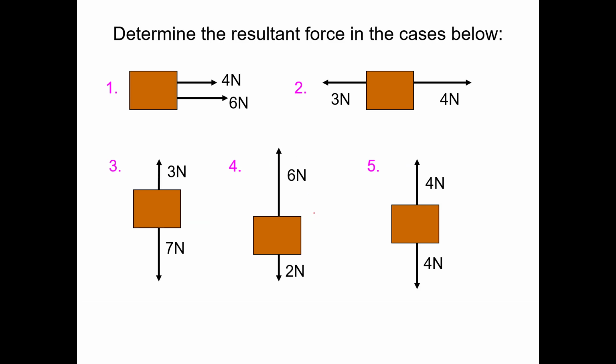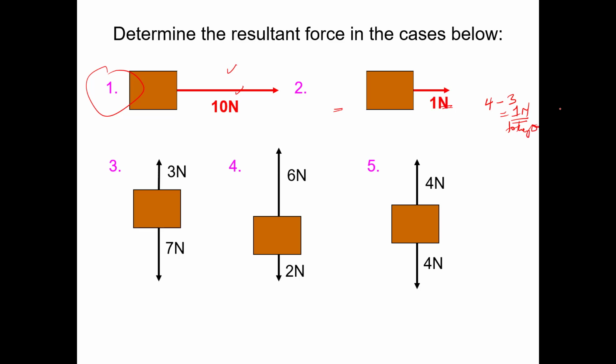Okay, that is good, you've tried them out. So number 1, the two forces are pointing in the same direction. 4 plus 6 we get 10, so the answer is 10 newtons. Number 2, 3 newtons and 4 newtons are pointing in opposite directions. So what do we do here? You subtract the smaller one from the bigger one. So for this case, we have 4 minus 3, giving us 1 newton. Which direction will this 1 newton be? It will be to the right. So our answer is 1 newton to the right.